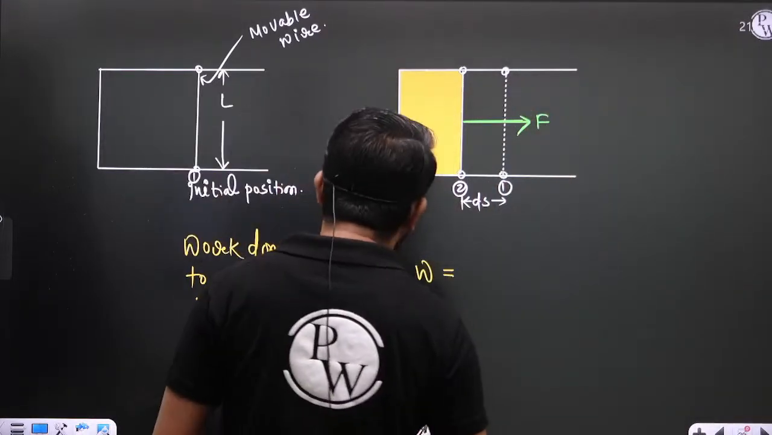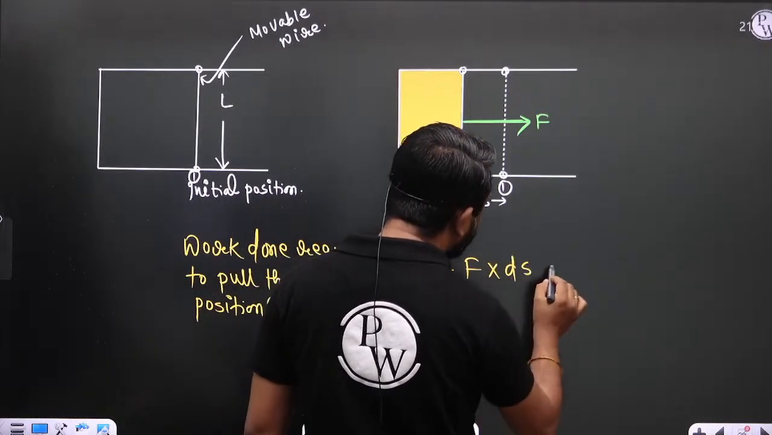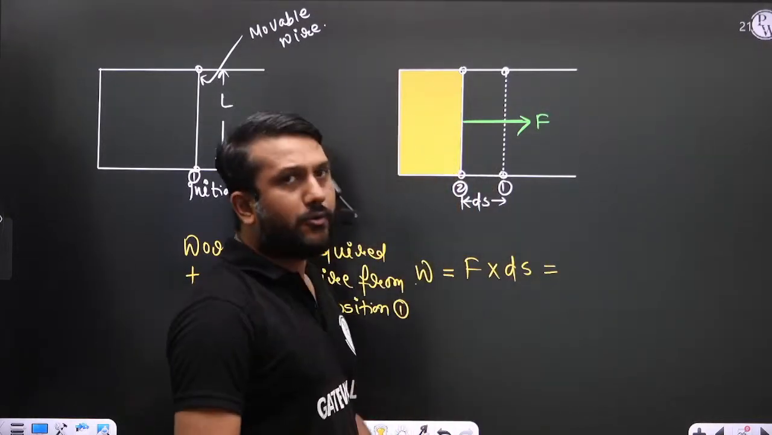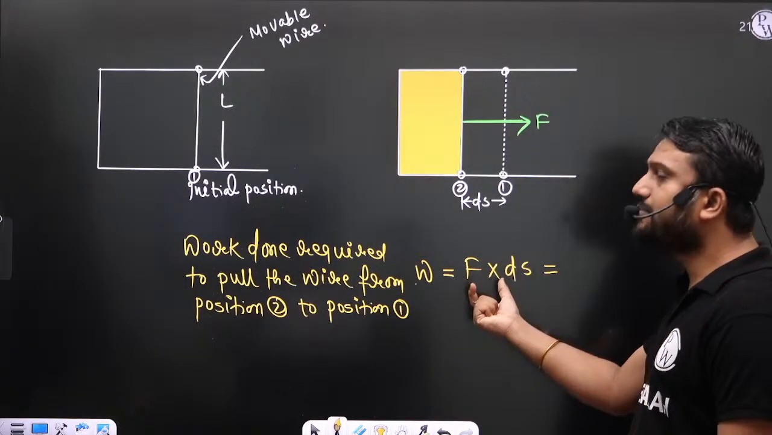Yes, it is absolutely correct, beta. This is F multiplied by ds, and this is equal to... Now, can we write this F is nothing but the, right?